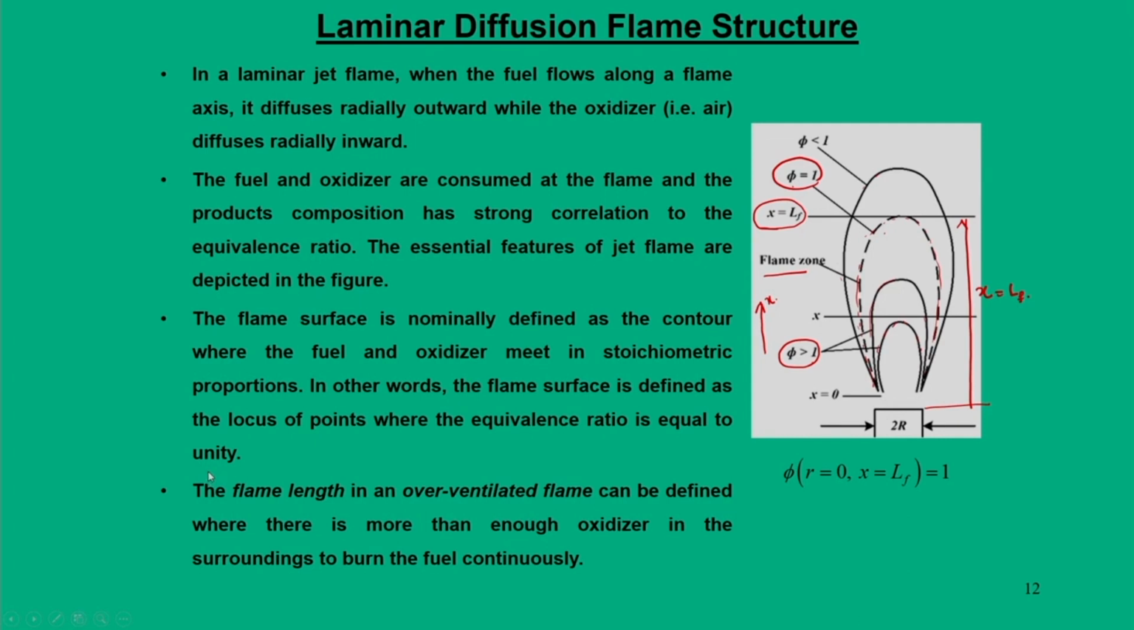So, this is the key point that needs to be known, and for every laminar diffusion flame situation we need to calculate this flame length. This contour is normally defined by these expressions in terms of the equivalence ratio, that is phi, at r equal to 0 and x equal to LF, phi is equal to 1.